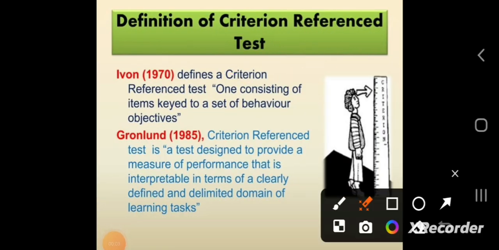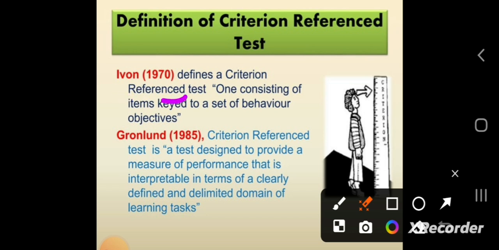Definition of Criterion Referenced Test. CRT, Criterion Referenced Test, is an assessment designed to measure a student's performance against a set of specific learning objectives or standards, rather than comparing a student's score to the performance of others. Like a norm-referenced test, CRTs assess whether the student has mastered a predefined set of skills or knowledge.